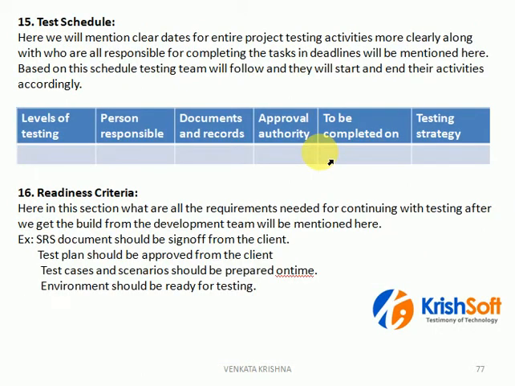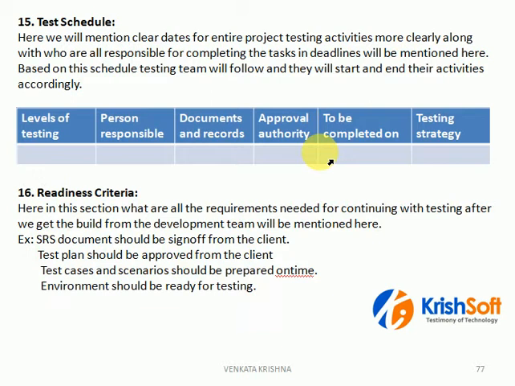Next, 15th one, test schedule. In the test schedule, we are going to discuss what level of testing, when we are starting, who is responsible for it, what documents are required for us, who is the approval for that, when it is going to be completed, and what our strategy is. This is in a table format. For each and every level of testing, we're going to update all these things. And when we are going to complete our project also, we're going to mention it in the test schedule section.